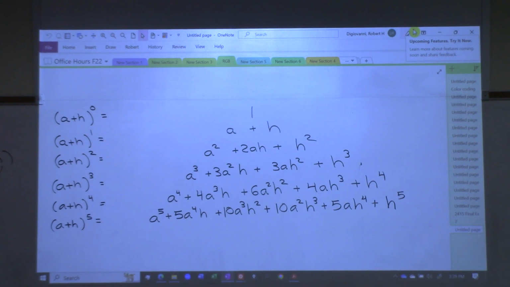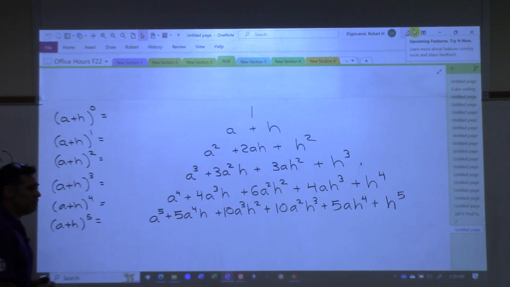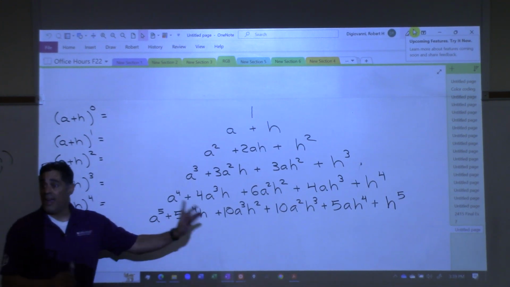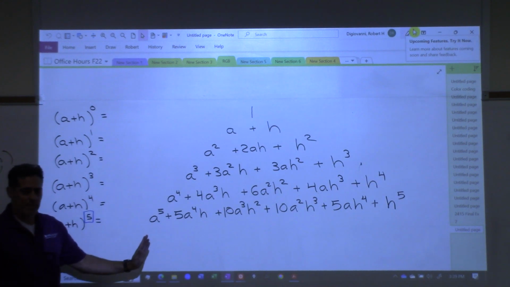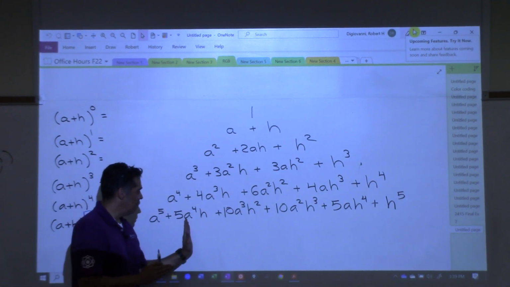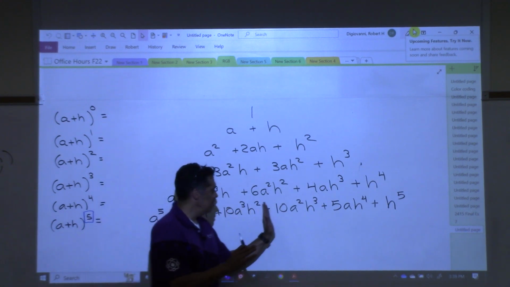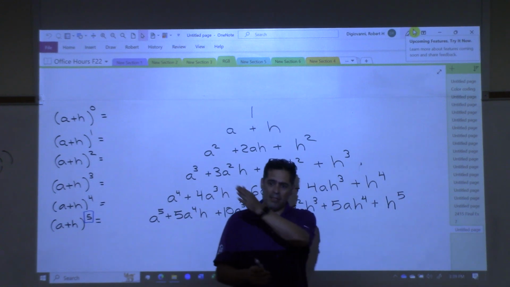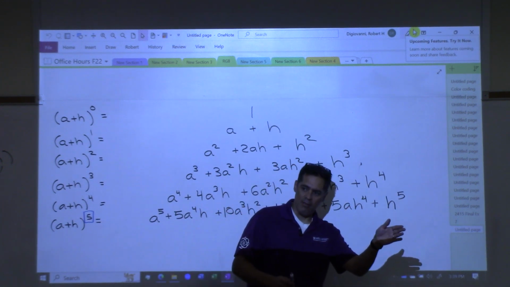But let's talk about the pattern here, all right? There is a definite pattern in the way things happen. I want you to focus your attention on the power first. This is the 5th power, right? A plus h to the 5th. Look at just the a's. Just the a's. What happens to the a's? A to the 5th, a to the 4th, a to the 3rd, a squared, a, gone. Right? So what's happening to the powers? Coming down, right?